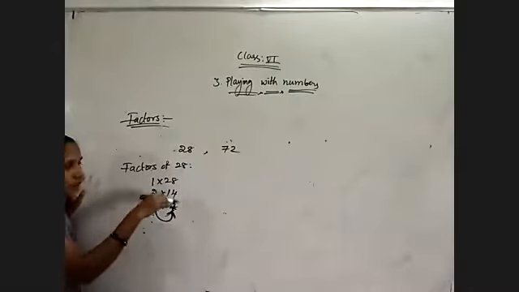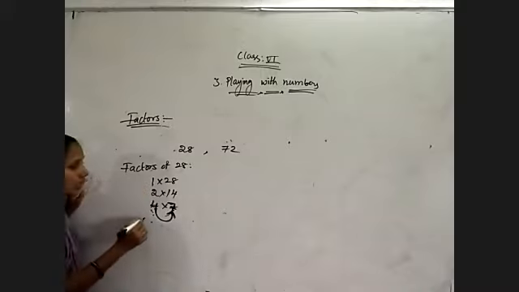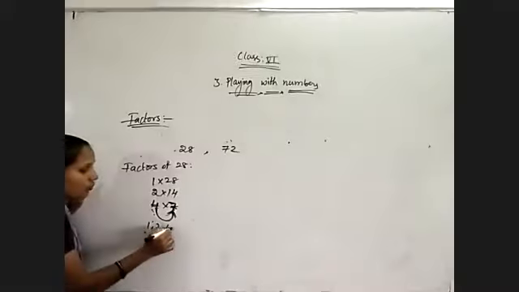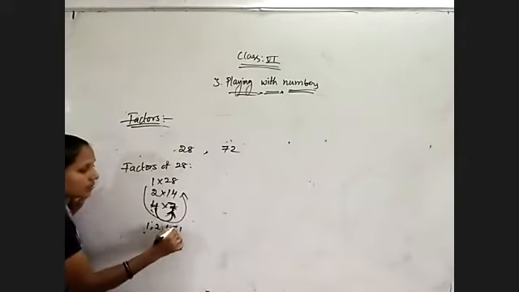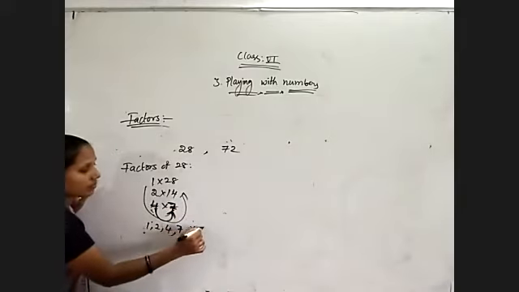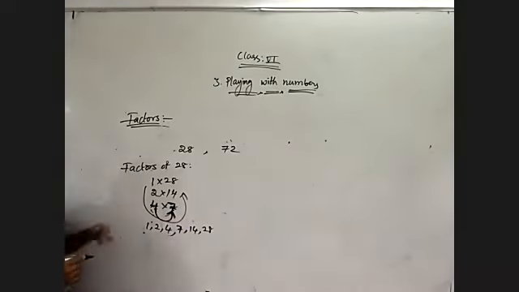So what are the factors of 28? 1, 2, 4, like this write down. 7, 14, 28. That's all. This is the simple way.